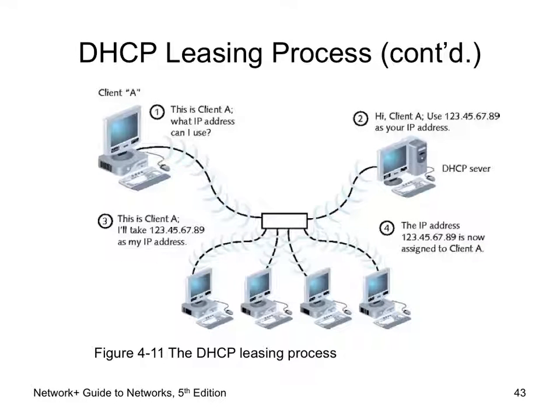But here's what happens. Number 1, Client A asks, what IP address can I use? Number 2, Hi Client A, use 123456789 as your IP address, from the DHCP server. Number 3, Client A takes it: I'll use it. Number 4, the IP address 123456789 is now assigned to Client A. And it would go through and do it on every one of the machines, just like that. No, they don't actually talk, but it happens really quick. All right, and it keeps it assigned. By the way, once that's all done, the DHCP does its job, then the ARP table adds that information to its table.